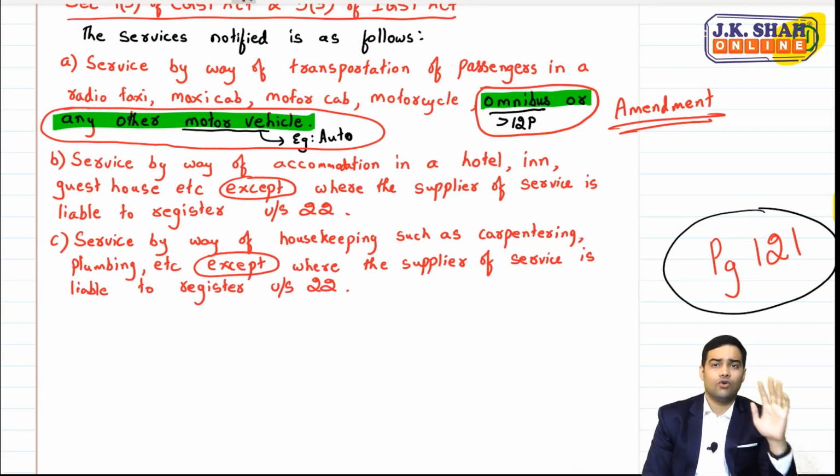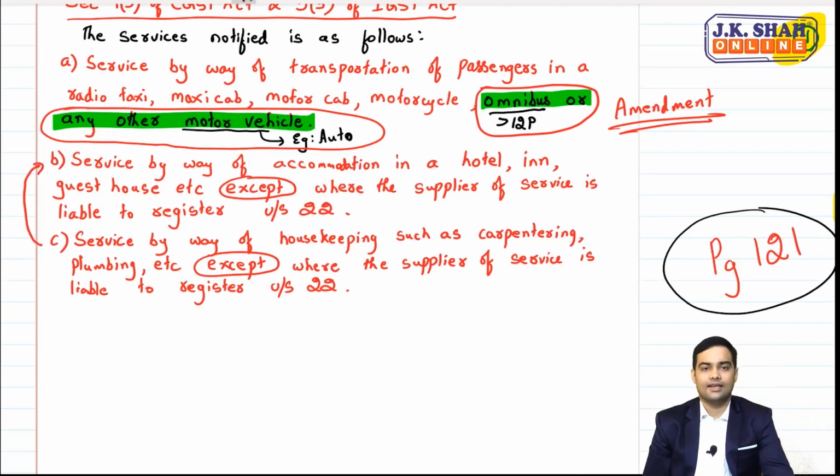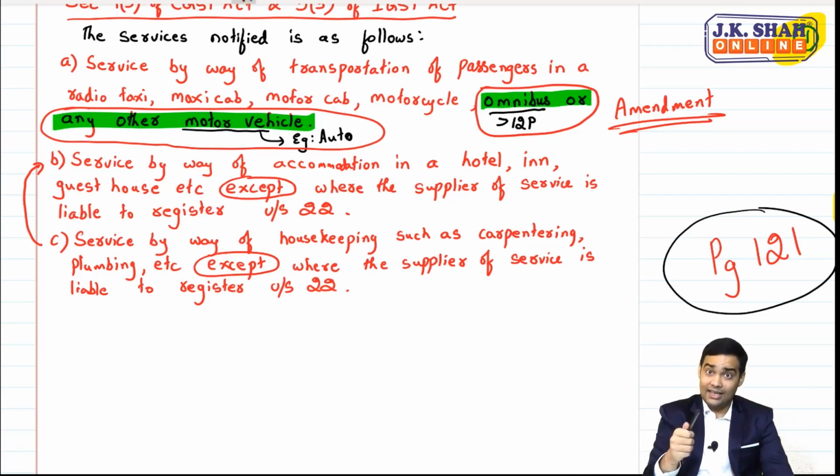Again, same provision. Can I say C is similar to B? Yes, C is similar to B. Again, example, Urban Clap, housekeeping services. Suppose a plumber is providing service through Urban Clap. Who will be responsible to pay the tax? In such cases, Urban Clap will be responsible. But if the plumber's turnover is 60 lakh and he is registered, then in that case the plumber is liable to pay tax. So B and C are similar.